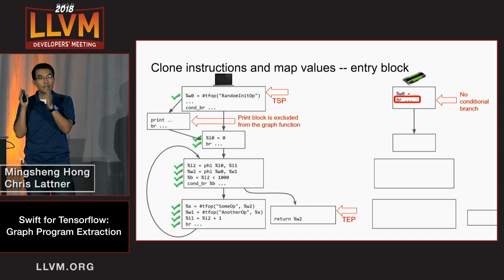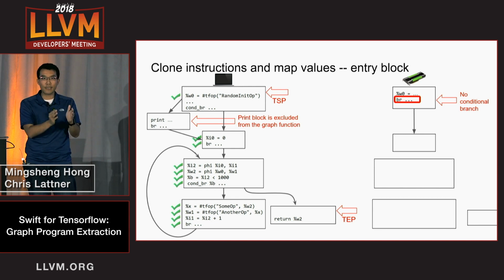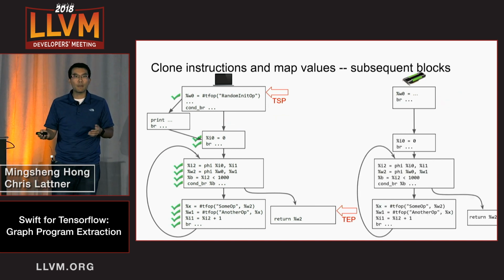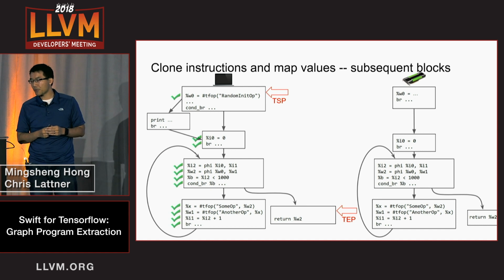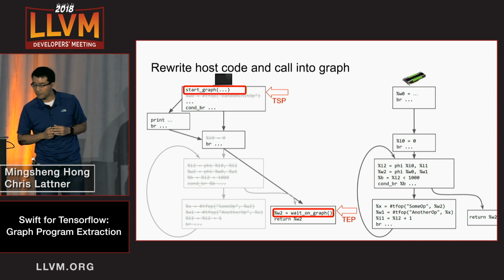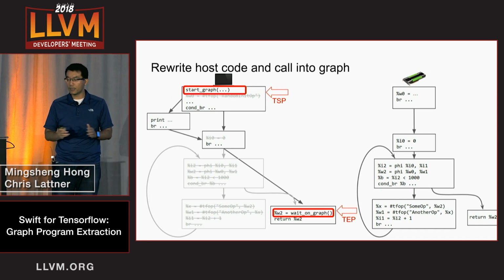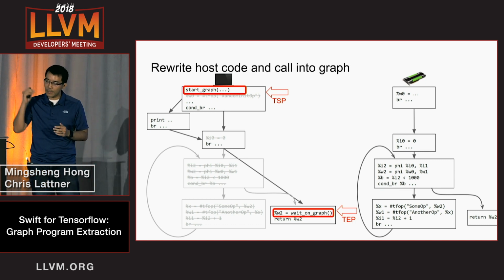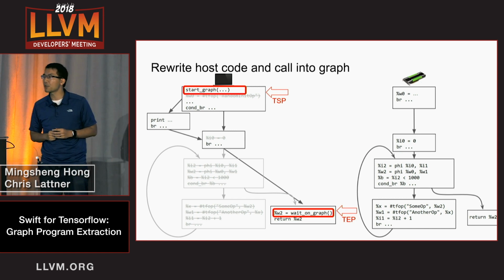This kind of program slicing behavior is our intended and desirable behavior. And by the way, this is the payoff of the earlier control dependence analysis we talked about during the marking phase. We keep going, mapping and cloning over the other instructions, and we finished building the graph function. Now we're going to rewrite the host code, remove the code we have moved over to graph, and at tensor start and endpoint, we insert the calls to call into the graph and wait for the execution to return.